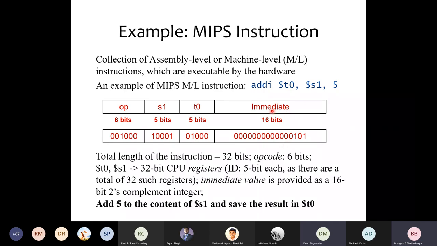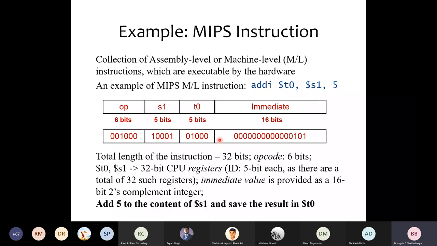But now just look into the job of the adder. The content of S1 is 32-bit. So one input is 32-bit, the other input is 16 bits. So we load that 16 bits into a 32-bit register and just put zeros in the upper 16 bits. That means you need to do sign extension, right? If it is a negative number, then you have to fill it. You put ones. Otherwise, you have to put zero.